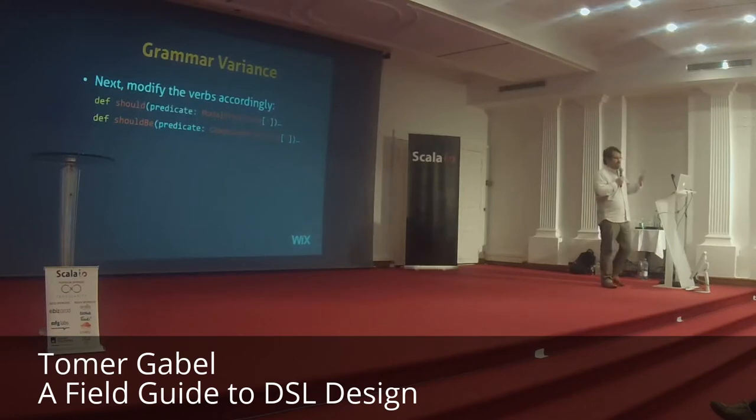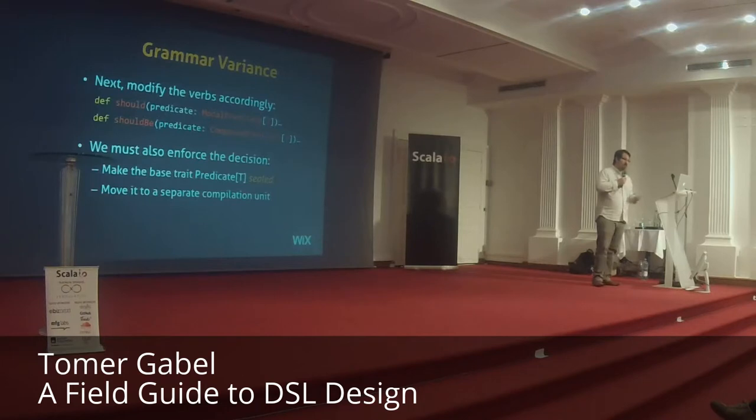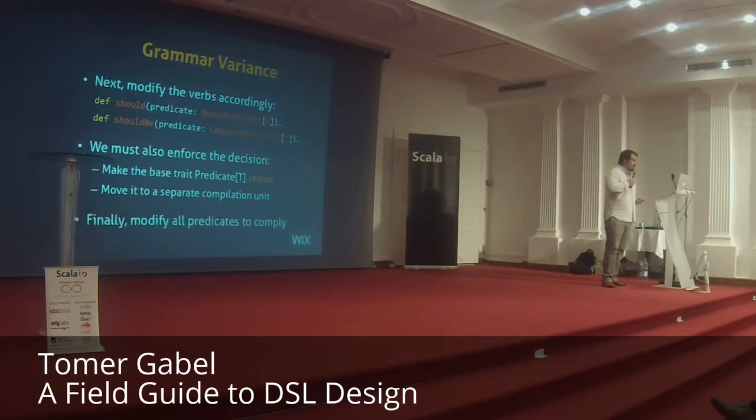When someone defines a new type of assumption, you want to force them to make a conscious choice about whether that fits in the should be pattern or the should pattern. The way you do this is pretty simple. You make the base trait sealed, you take that base trait and the different families of traits you have, and shunt them off into a separate compilation unit. From that point on, your users cannot directly inherit from Predicate of T, they have to pick and choose. And obviously we need to modify our existing predicates to subscribe to one of these two families.